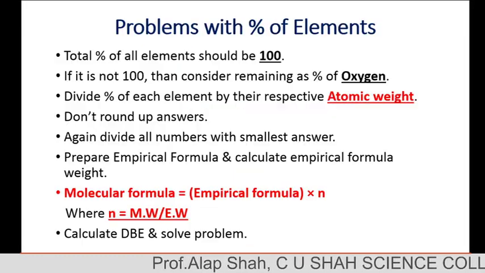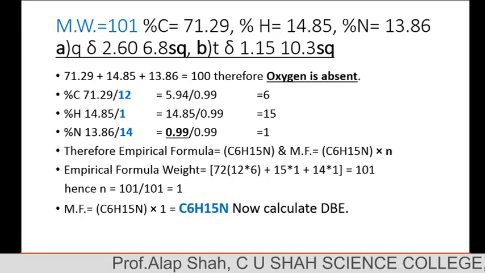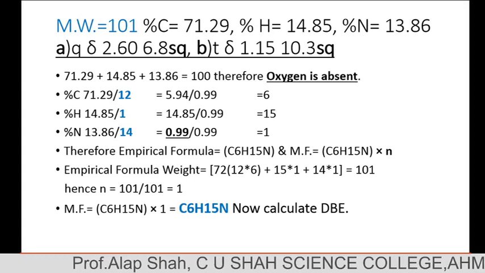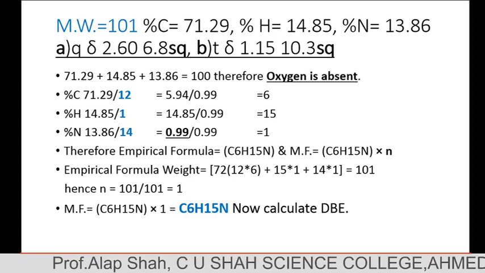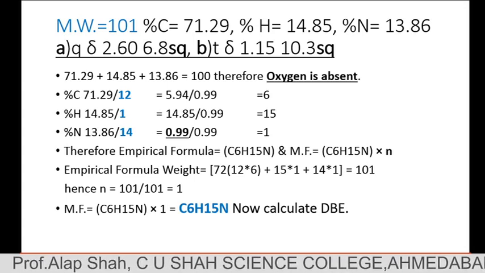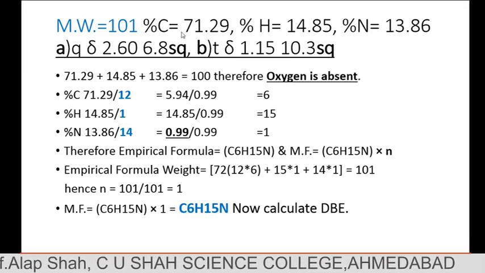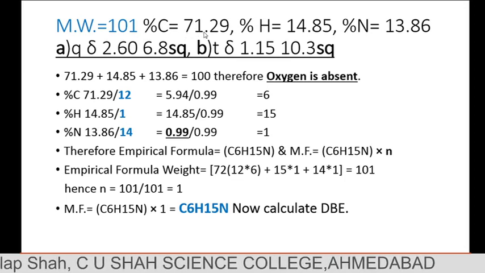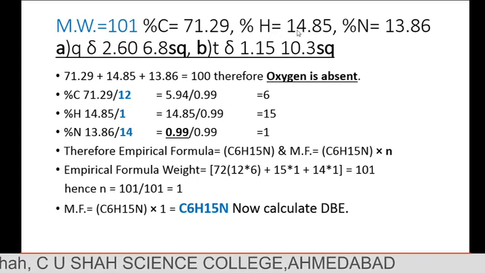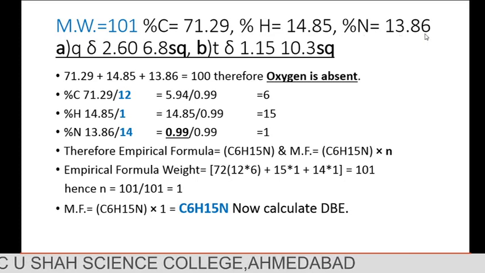So let's first read the problem. As you can read, the molecular weight is 101. The basic difference from my previous session, where you were directly given the molecular formula, is that here the molecular weight is given, but simultaneously the percentage proportion of each element is also given. You can see that the percentage of carbon is 71.29, I am sorry. Percentage of hydrogen is given as 14.85, and percentage of nitrogen is given as 13.86.